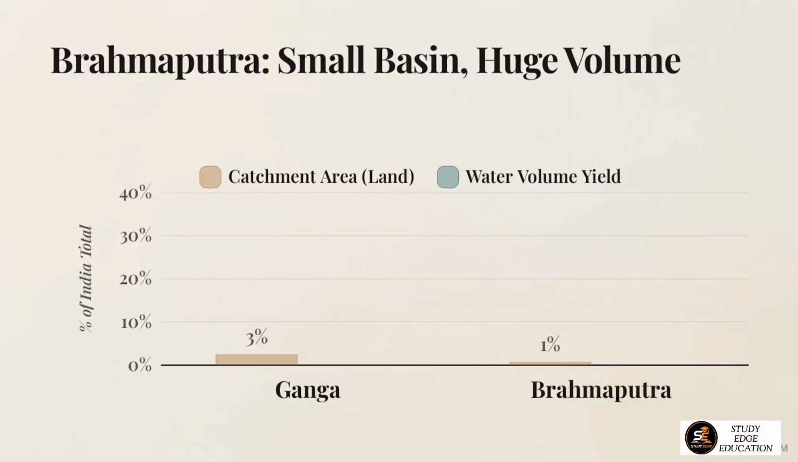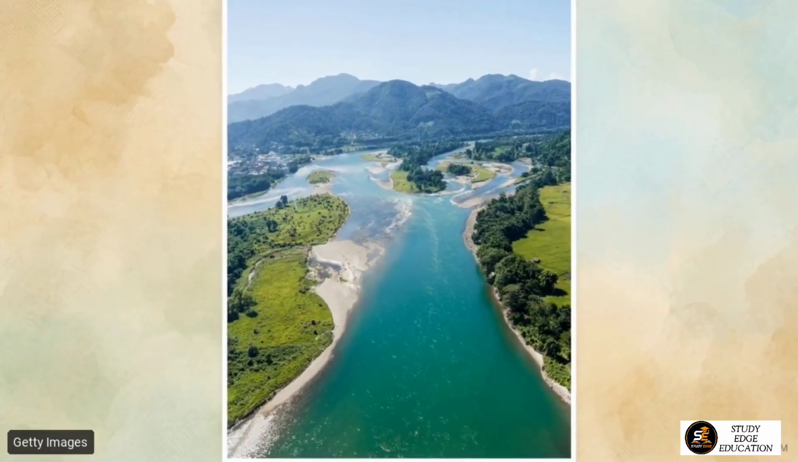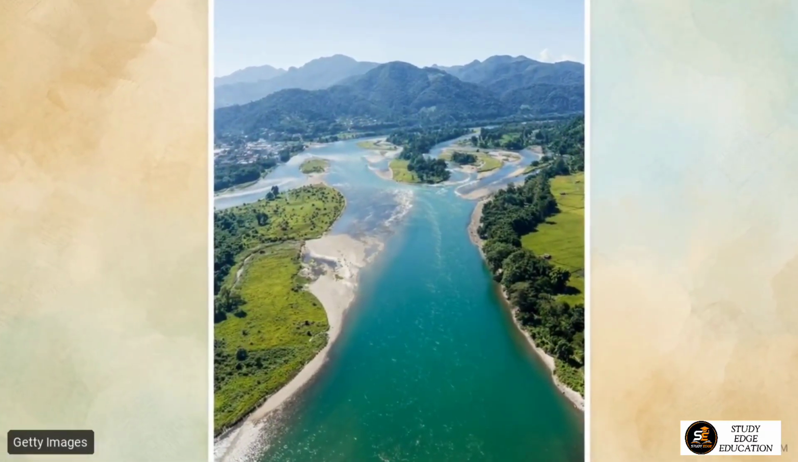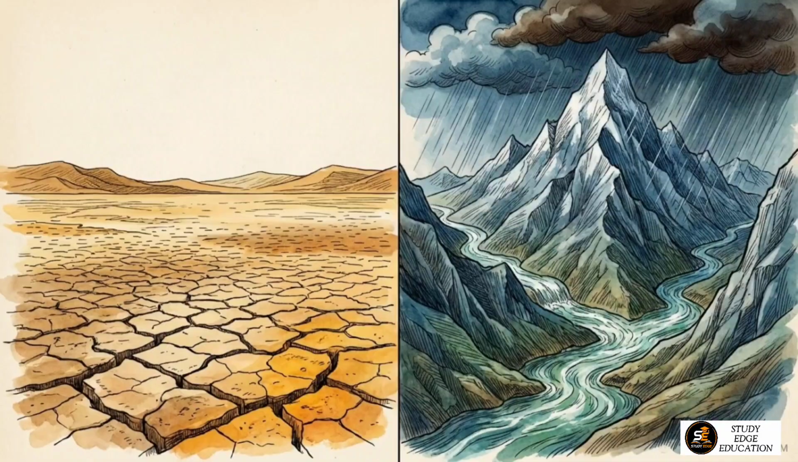The Ganga drains a huge expanse of land, but yields a moderate relative water volume. The Brahmaputra drains a narrow section of land, but produces a towering volume of water. That surge of water comes from the intense rainfall localized in the northeast, turning this river into a high-capacity channel. Physical catchment area is a deceptive metric. Geographical location and topography are what ultimately dictate the actual availability of water resources.